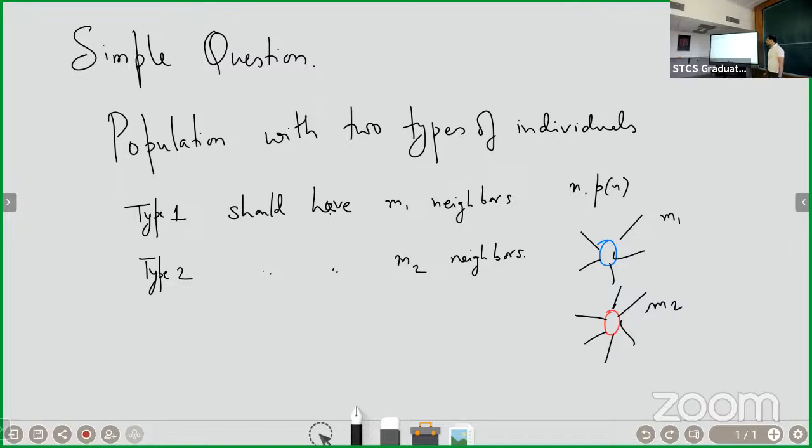Why should it have a degree? It won't. Why is it compatible? Because some of them might not even get anything. So in this, because M1 is not necessarily equal to M2. Does everybody find a partner? If everybody finds a partner, then I'll get a partner. Okay, but what's the guarantee that you get a partner?